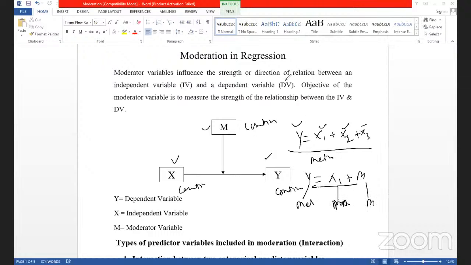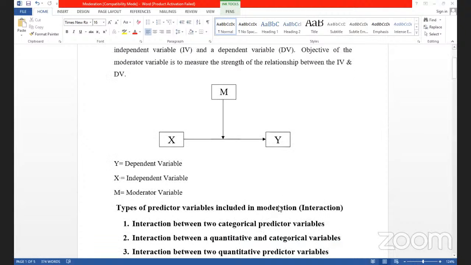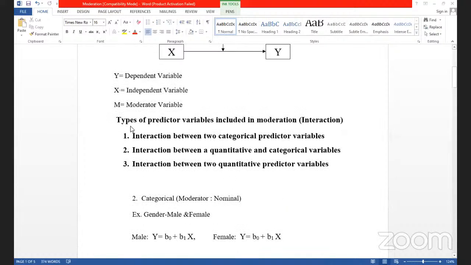Okay, now I am explaining one by one. The first condition is the types of predictor variables. There are three conditions. One is interaction between variables. So this moderation is known as interaction.